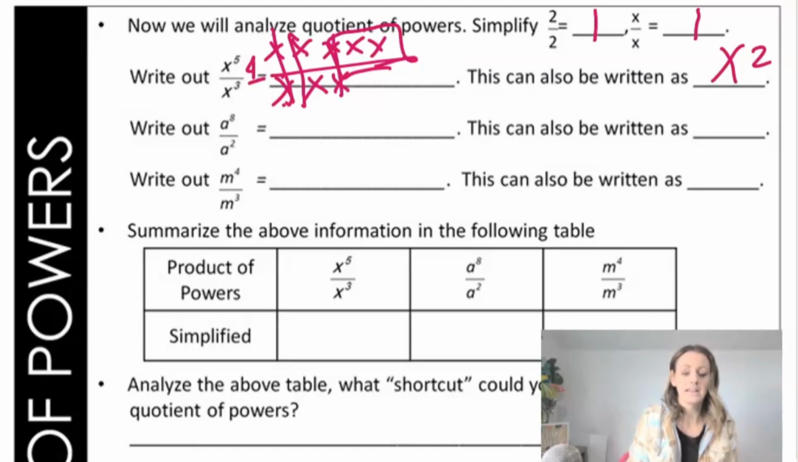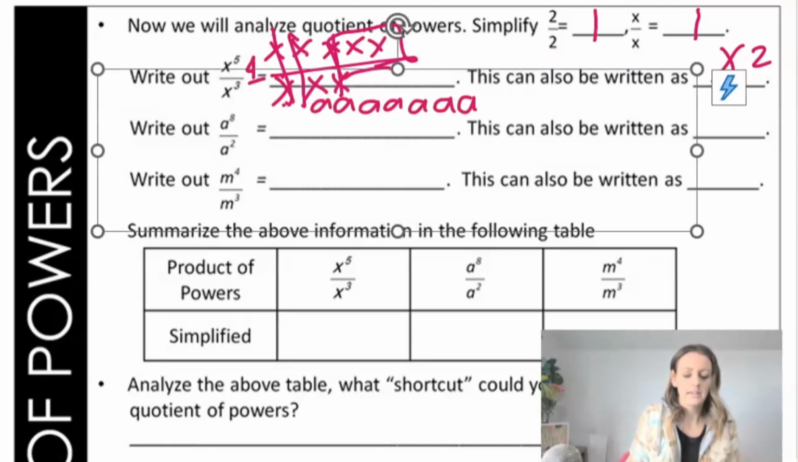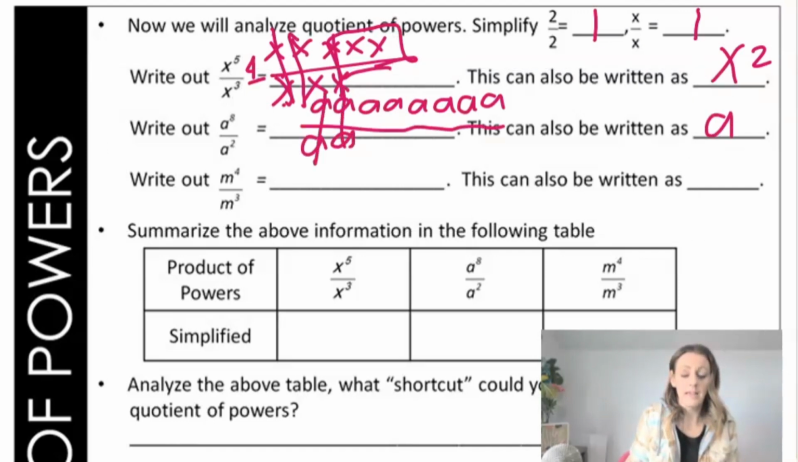Then I would do it again. A to the 8th, so I have 8 A's on top and 2 A's on bottom. They cancel. What's that the same as? It's A to the 6th. Then I would do more problems, and then I would have the same conversation.